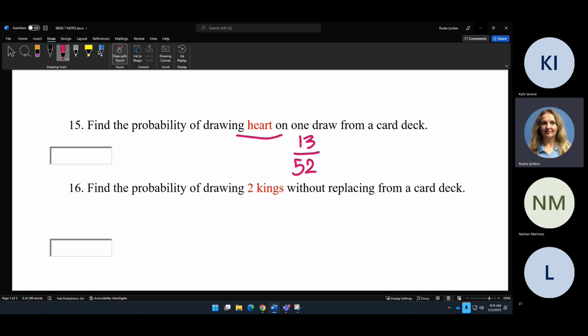How many suits are there? You have heart, you have what? You have spade, you have club, and you have diamond. So how many there are? 4. There are a total of 4. Heart is one of those, right? Yep. So heart is 1 out of 4. Yes, and you can reduce 13 over 52 and you're going to get exactly 1/4, right? So you can look at it in different ways, but still going to get the same answer.